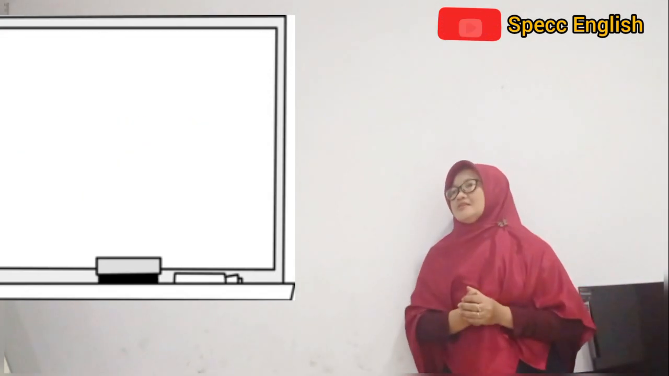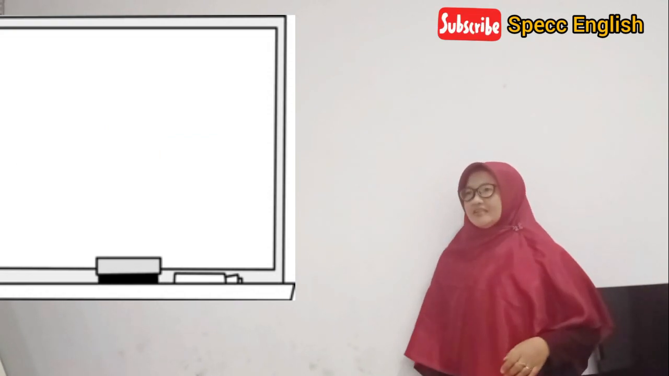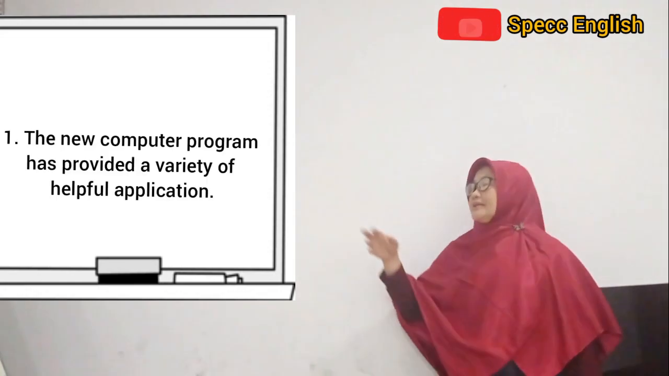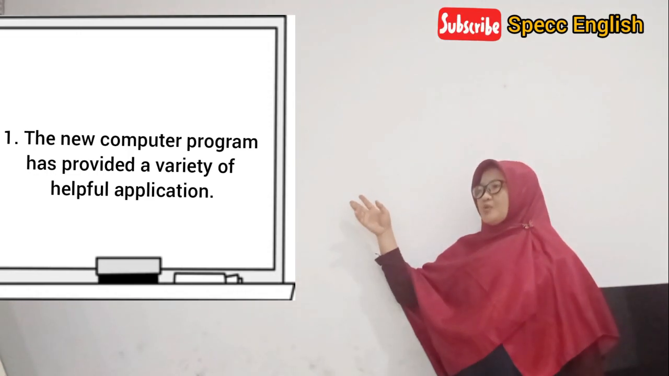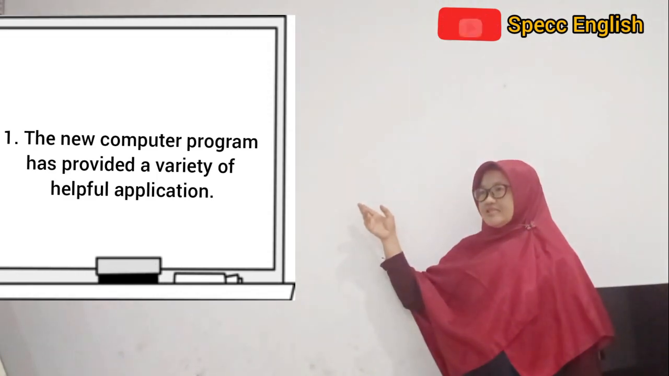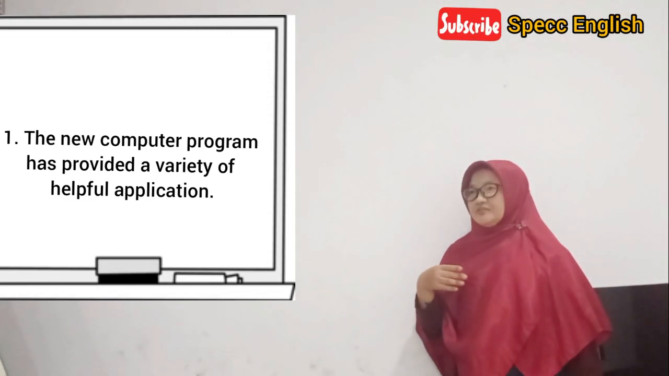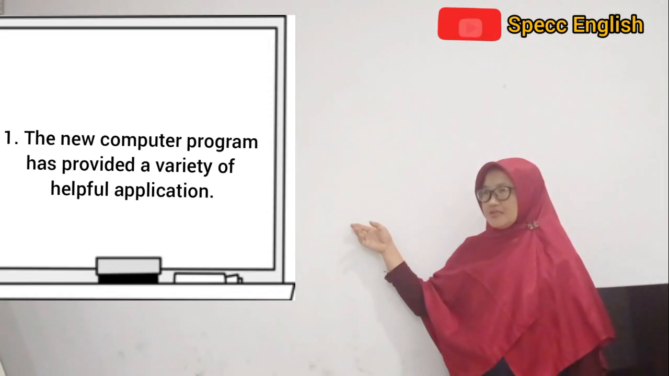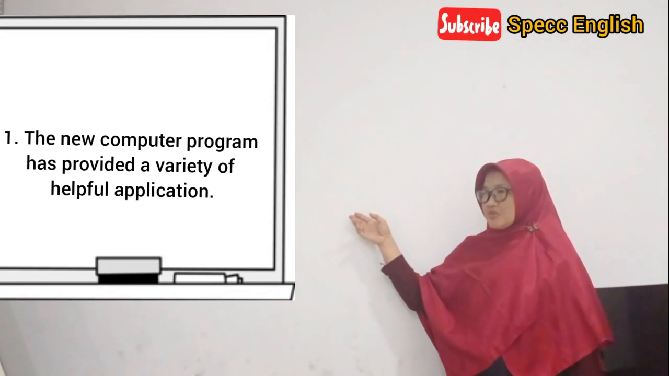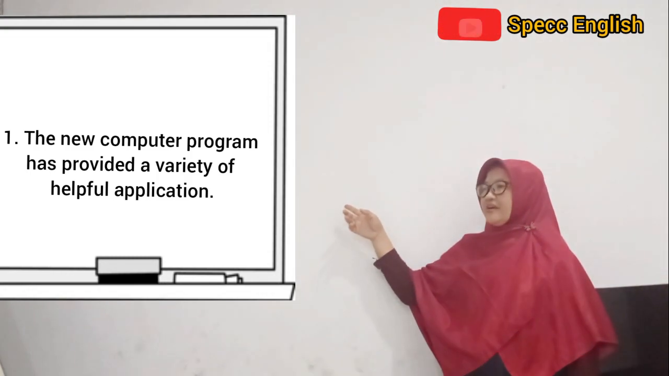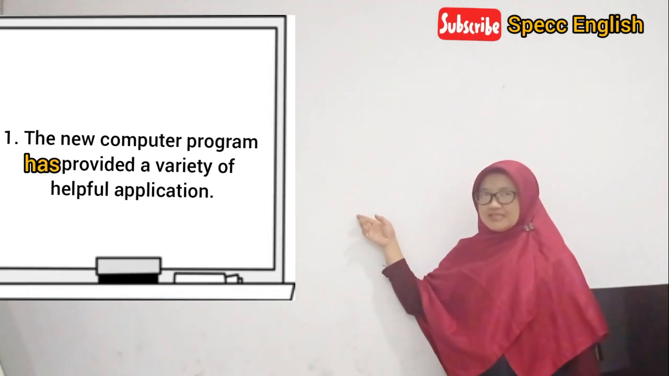Okay? Now let's directly come to the example. Example number one. The new computer program has provided a variety of helpful applications. Now let's see. From the characteristics that you have learned, which one shows the verb of the sentence? Okay, so it comes after the subject there. That is has, right? So we have has provided. This is the verb of the sentence.